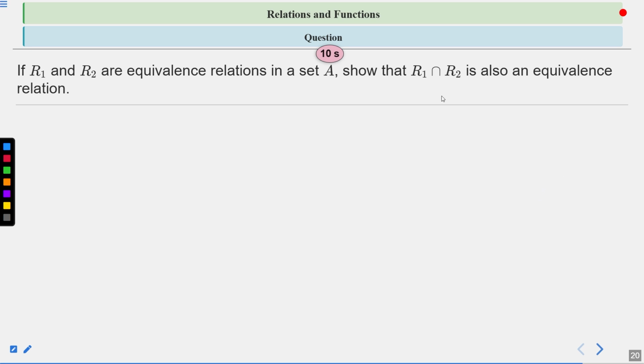We know that intersection, suppose we have set A as {1, 2, 3} and set B as {3, 4, 5}. So what is A intersection B? We know that A intersection B is {3}. Clear? So if R1 and R2 are equivalence relations in set A, we have to show that R1 intersection R2, that is the intersecting portion of R1 and R2, is also an equivalence relation. So you have 10 seconds to solve or think about this question. After that, we will discuss the solution part.